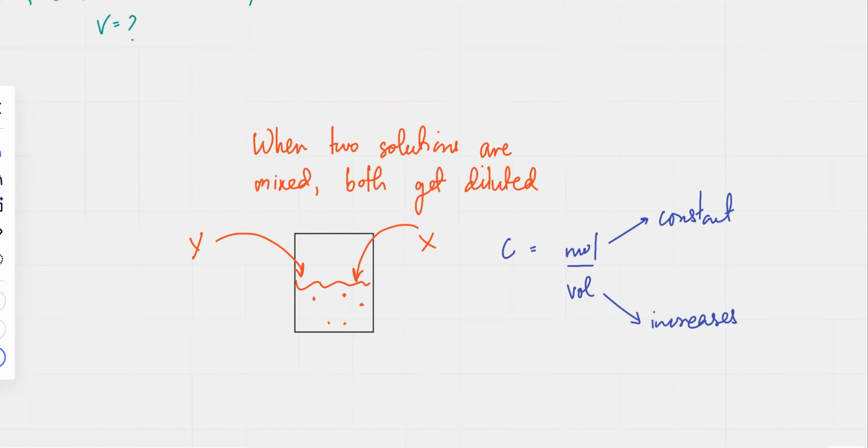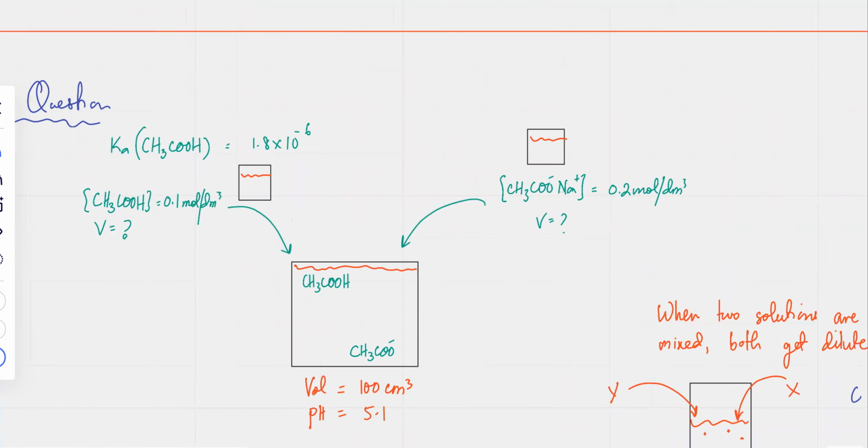And the same would happen over here. You're mixing these two solutions, the exact same thing would repeat over here. Whenever you mix two solutions, the new concentration in this beaker, the concentration of this conjugate base is going to be lesser, and the concentration of this weak acid is also going to be lesser as well. Is this clear?